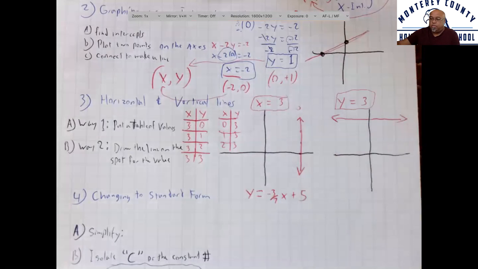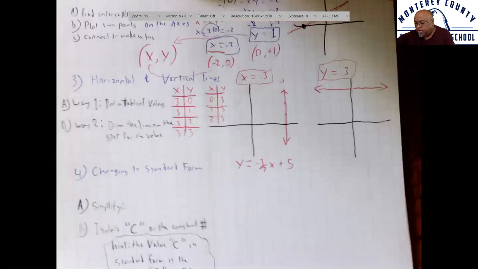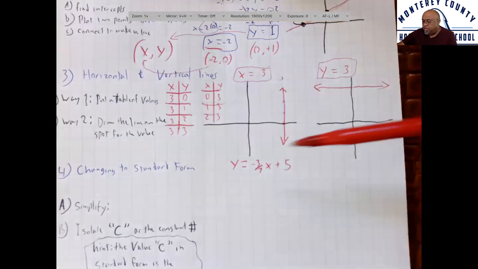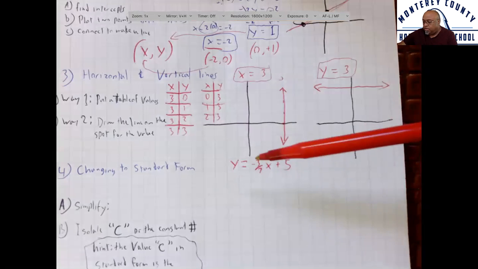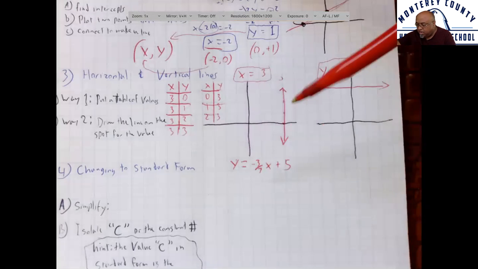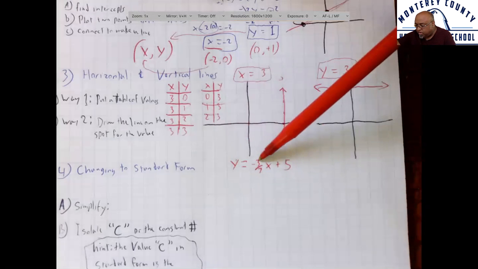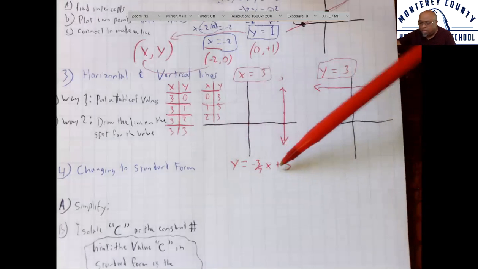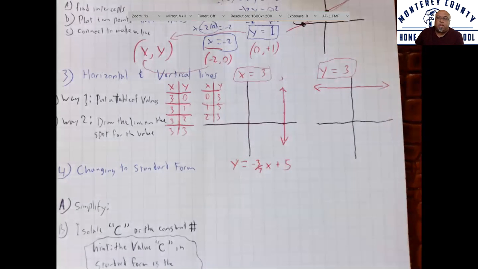Okay, so the last problem is changing to standard form. In this case, this is written in slope-intercept form. Y is equal to something x plus b, or y is equal to negative 3 over 7 x plus 5. Again, I set it in the form and I set it in the actual equation that's sitting there.